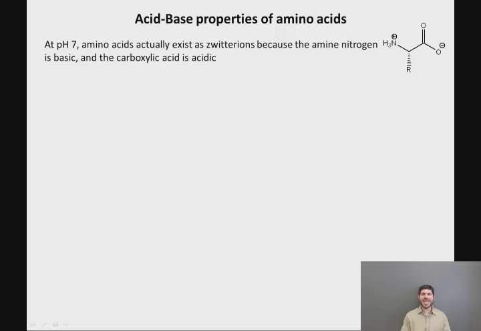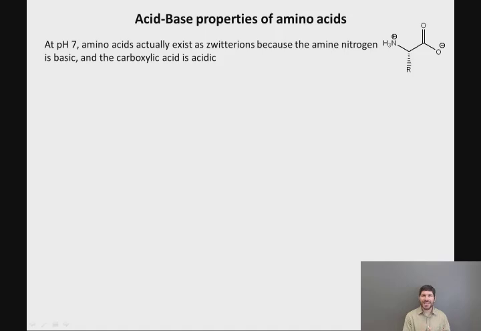We now consider the acid-base properties of amino acids. To start with, I want to tell you that the structure I drew in the previous lesson is actually wrong. I drew the structure of an amino acid with an amino group and a carboxylic acid group. But actually, at pH 7, amino acids exist as Zwitter ions.